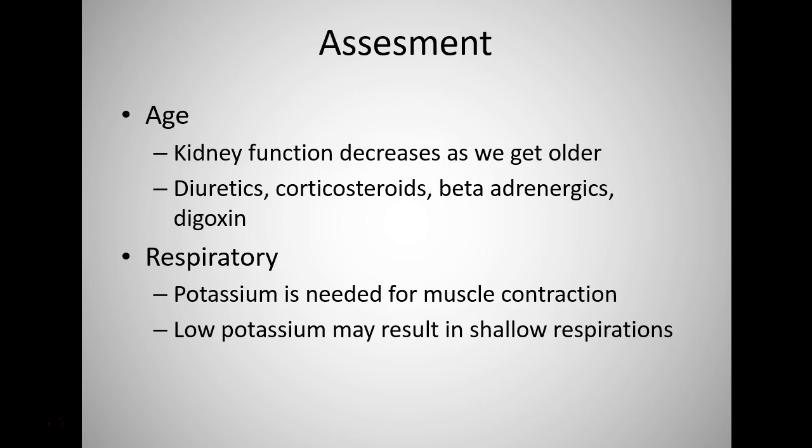With respiratory, potassium is needed for muscle contraction. Low potassium may result in shallow respirations. So with breathing, it's controlled by your intercostal muscles, and muscles do better with a balanced amount of potassium. So if you're very low in potassium, your intercostal muscles may not be as strong, so your breathing may not be as efficient.